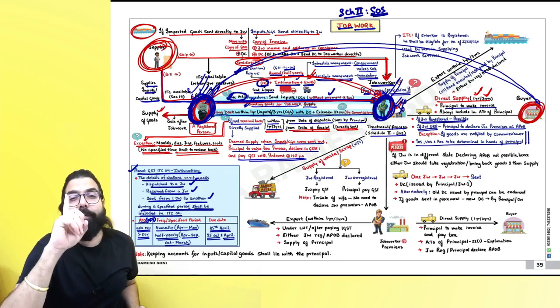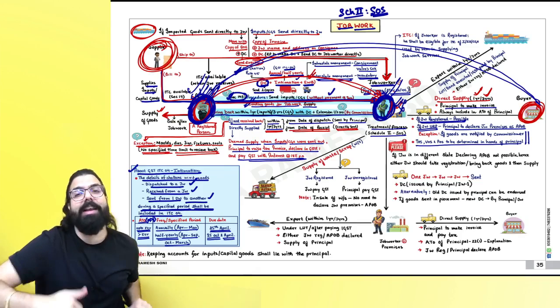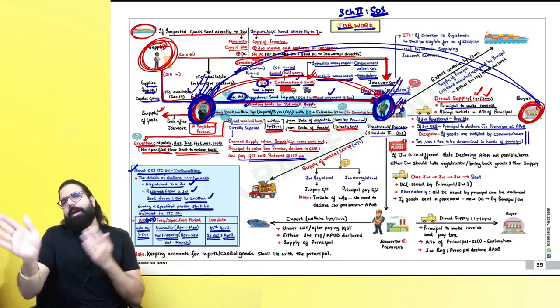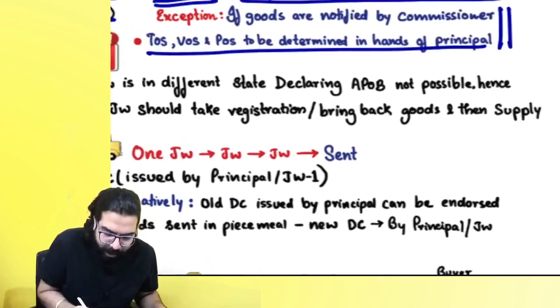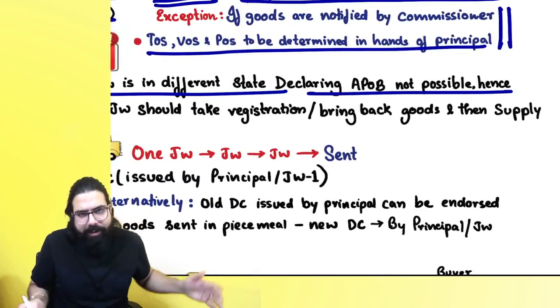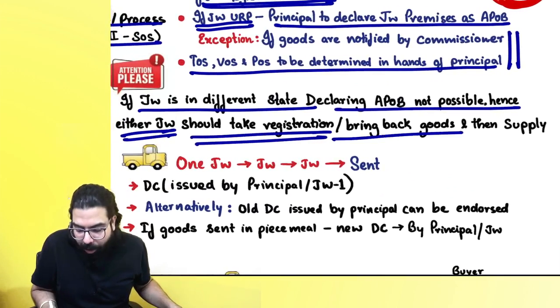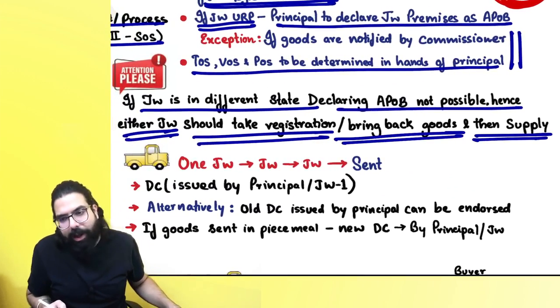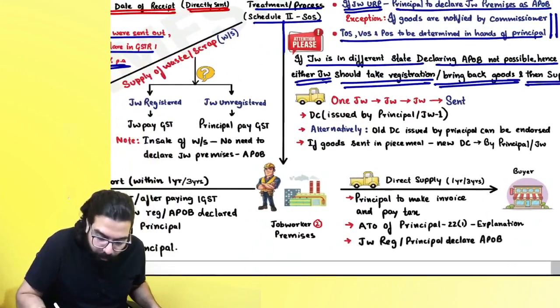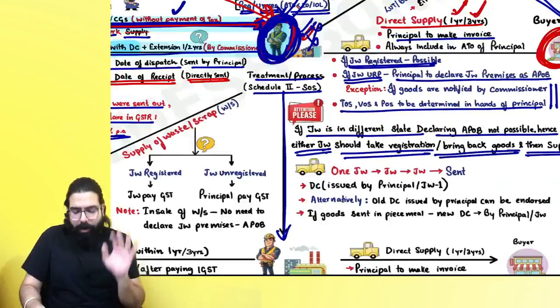Always remember, if the job worker is in a different state, you can't declare his place as your additional place of business. Remember, if the job worker is in a different state, declaring an additional place of business is not possible. Hence, either the job worker should take registration or bring the goods back, and then you can go ahead and supply. Everyone, from one job worker to another job worker, okay.